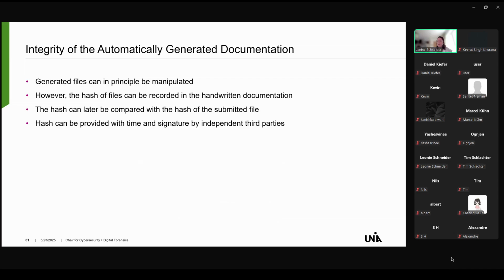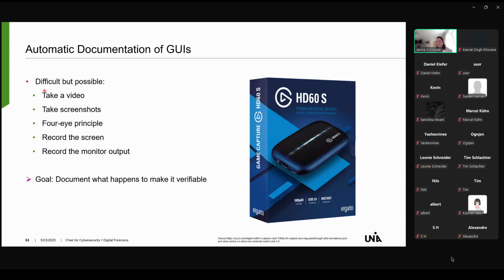difficult, but you could also, for example, take a video of your analysis. You could take a screenshot. You could apply the 4i principle and do it together with a colleague. You could record the screen. You could record the monitor output. There are a couple of options how to document. Which one is best is, I think, it depends on who works on what.